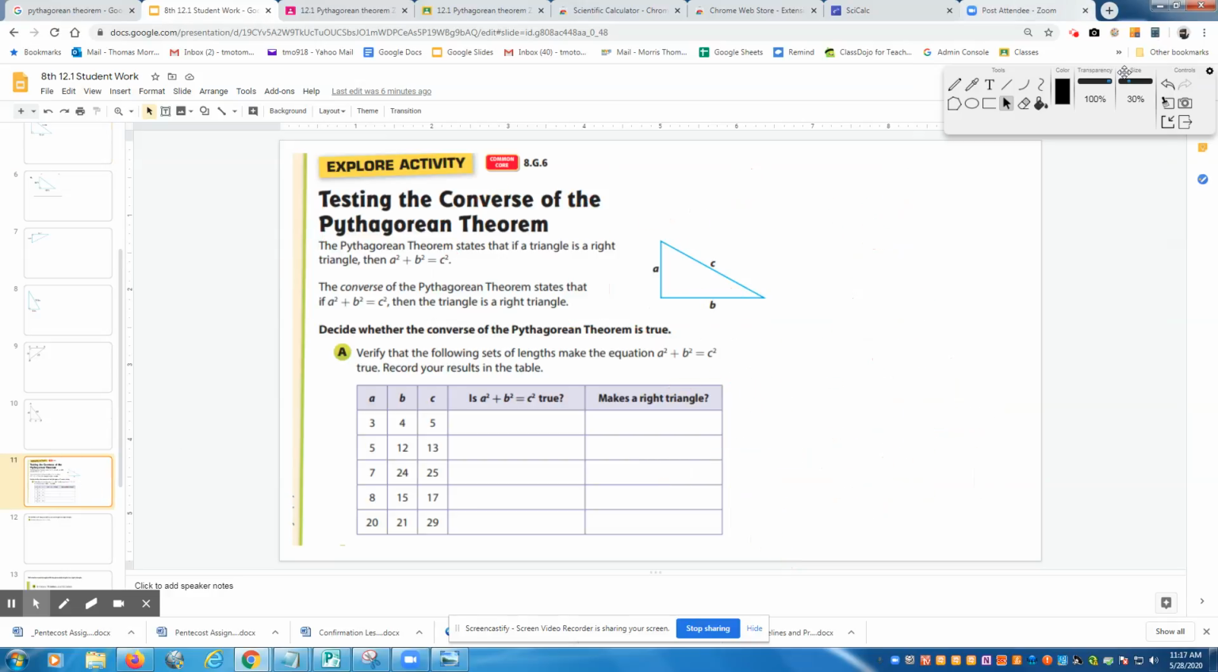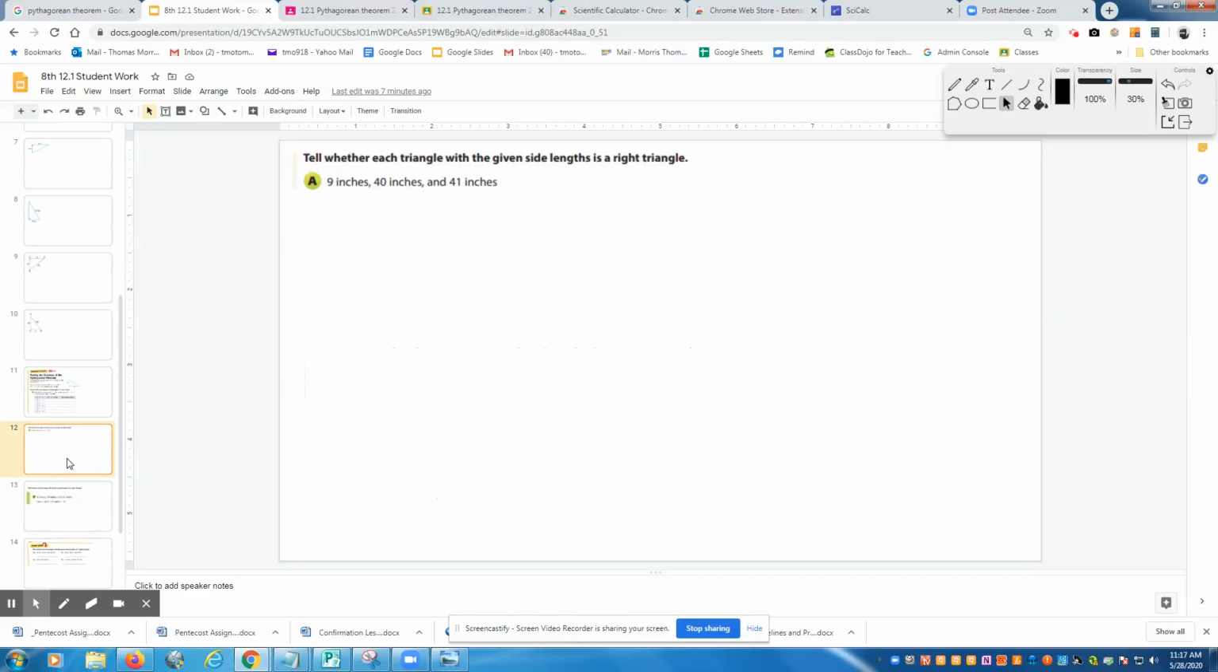And the other part of this lesson now is going to be testing to see if a triangle truly is a right triangle. You're going to be given sides right now, and you're going to plug them into the theorem to see if it's actually equal. If they are, then it's a right triangle. If they're not, then it's not a right triangle. Let's take a look at this one right here. Tell whether each triangle with the given side lengths is a right triangle.